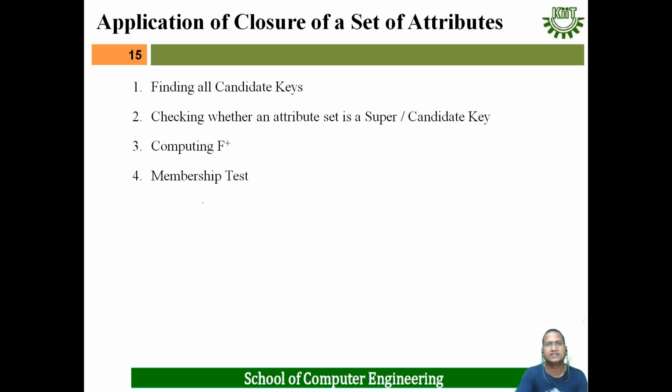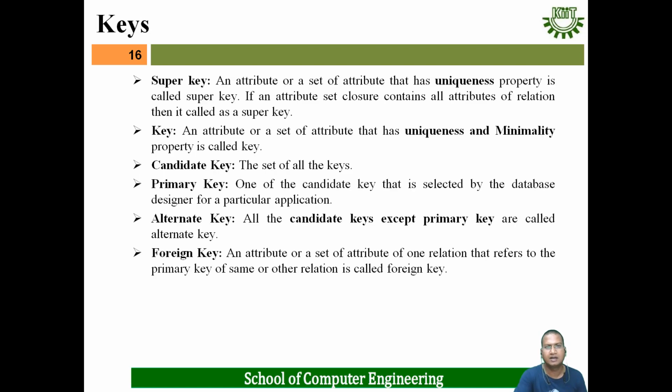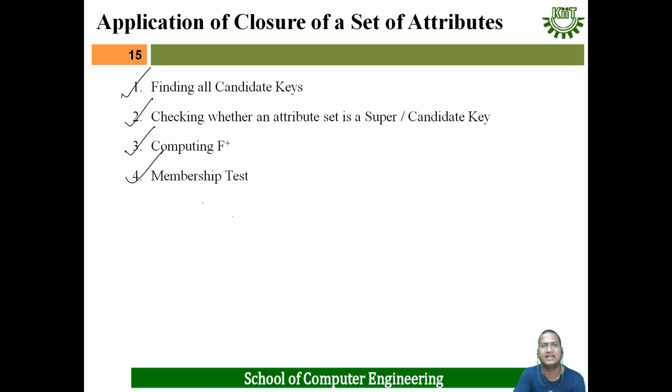Now we'll see these are the four applications of closure of attribute set. First one is your finding all candidate key. Okay, finding all candidate key, we will see that. Then checking whether an attribute set is a super key or candidate key, we will see that. Then computing F closure. Okay, then membership test. Then first we will see how to find out the candidate keys.